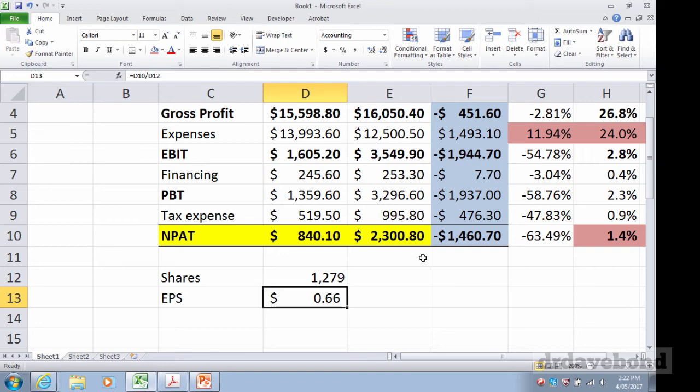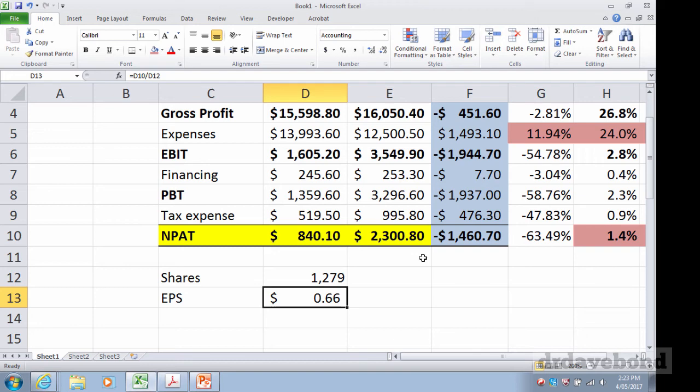Now that is slightly higher than the number they've got calculated, and I would imagine that's because there have been shares issued through whatever means over the course of the year, and we haven't taken the average, so it's out slightly, but it's not out by a lot. So what that says is that each share that this business has has made a profit of 66 cents.